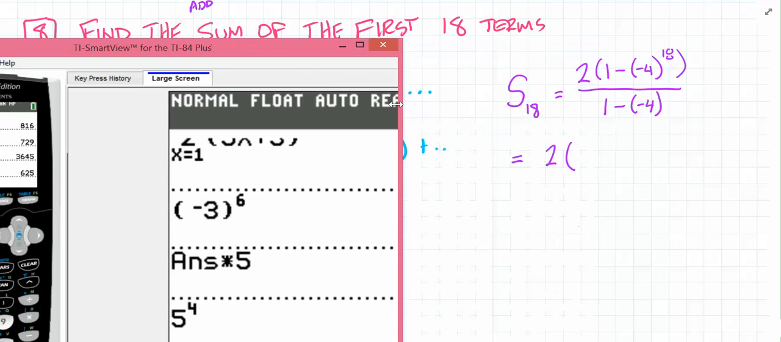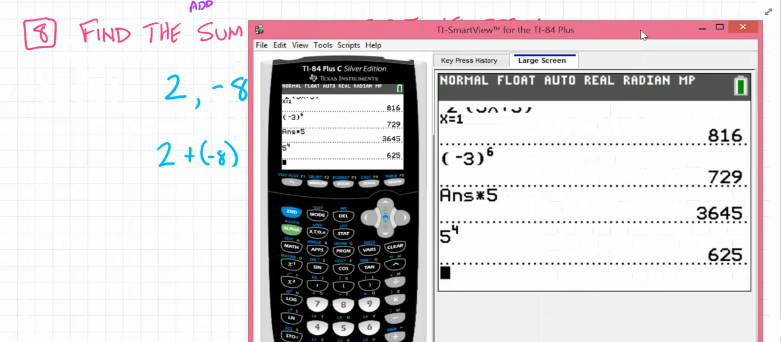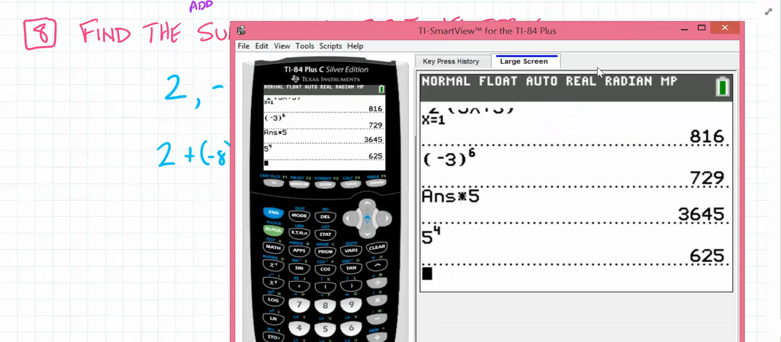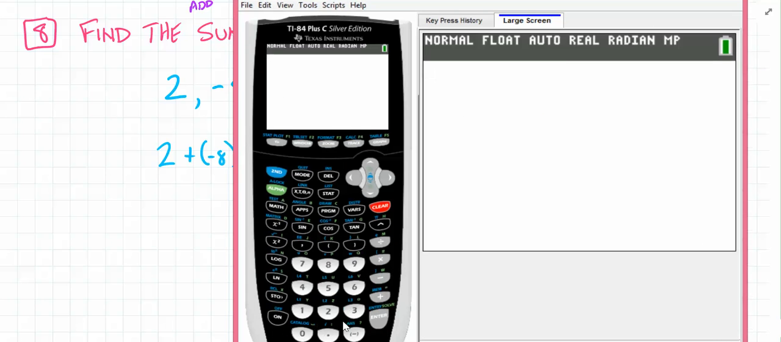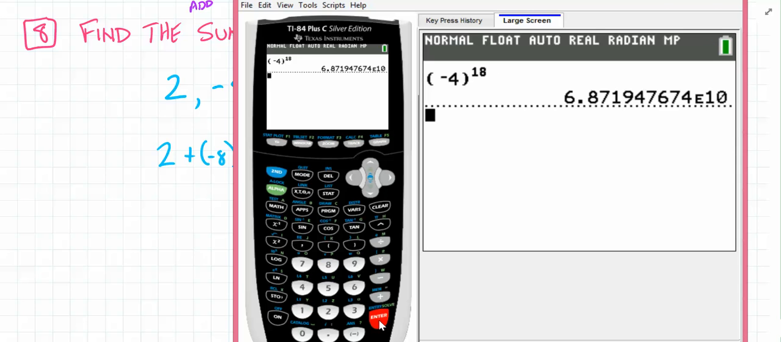So here's what we can do. In parentheses, let's go negative 4, and we're going to go to the 18th power. You guys follow along? Push enter, and you get some horrific thing like that. Don't worry about it. Just leave it there. That's the cool thing about calculators. We don't need to know what that number is. The calculator will solve it for us.